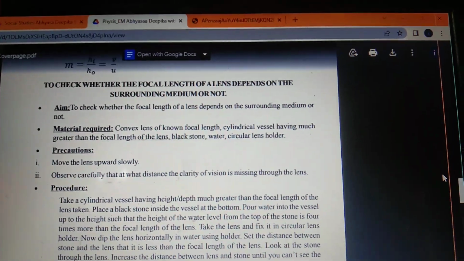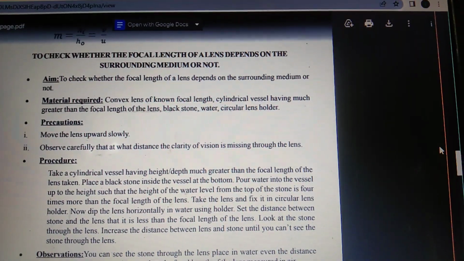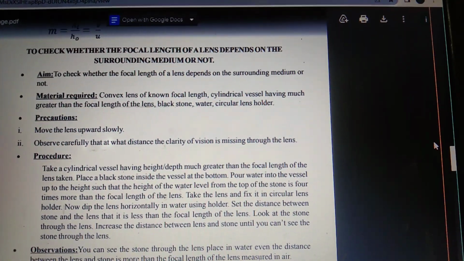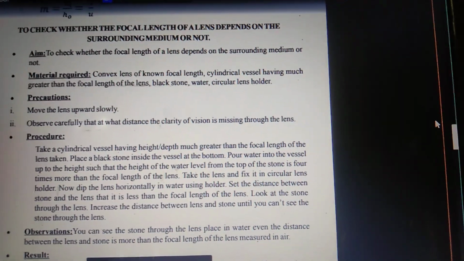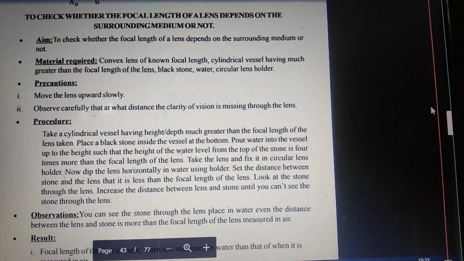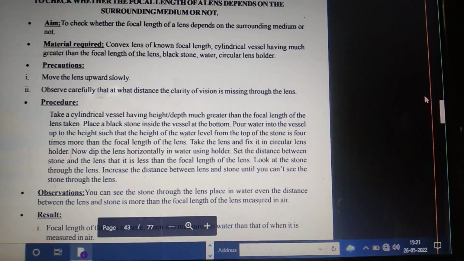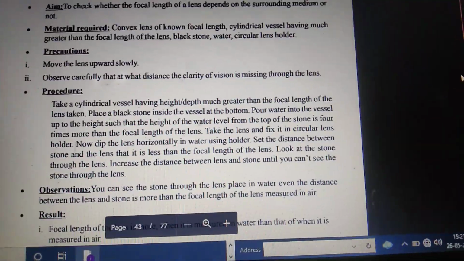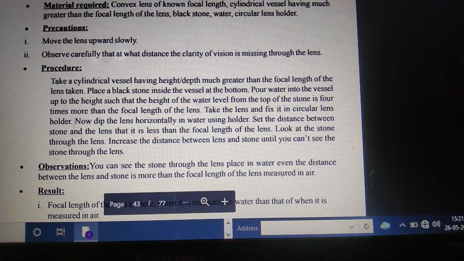Now the question is to check whether the focal length of a lens depends on the surrounding medium or not. Materials required: a convex lens of known focal length, a cylindrical vessel with depth much greater than the focal length of the lens, a black stone, water, a circular lens holder. Move the lens upward slowly. Observe carefully at what distance the clarity of vision is lost through the lens.